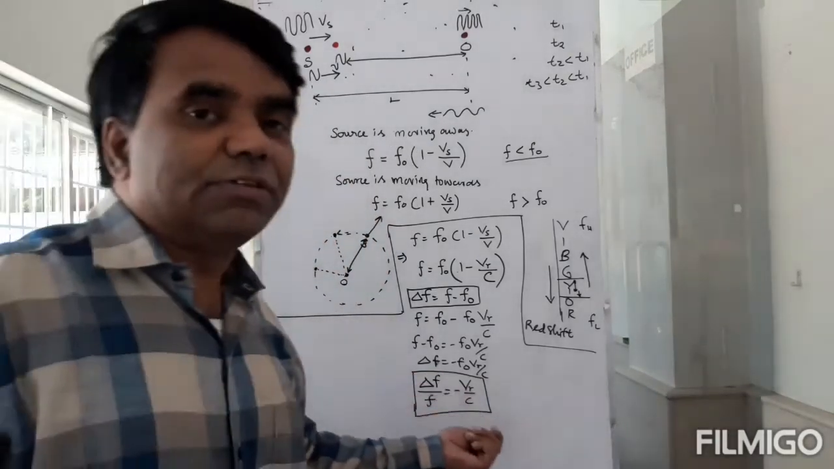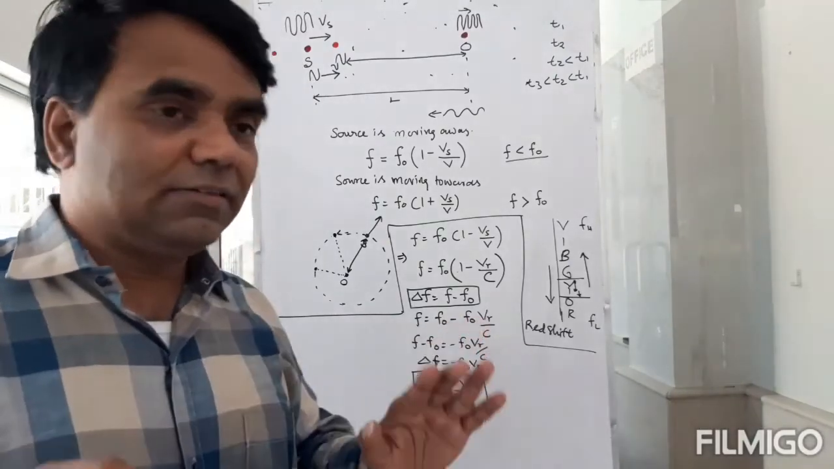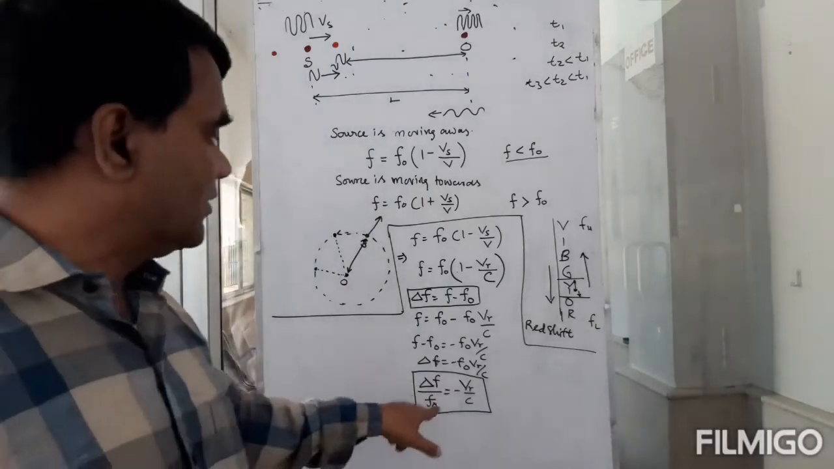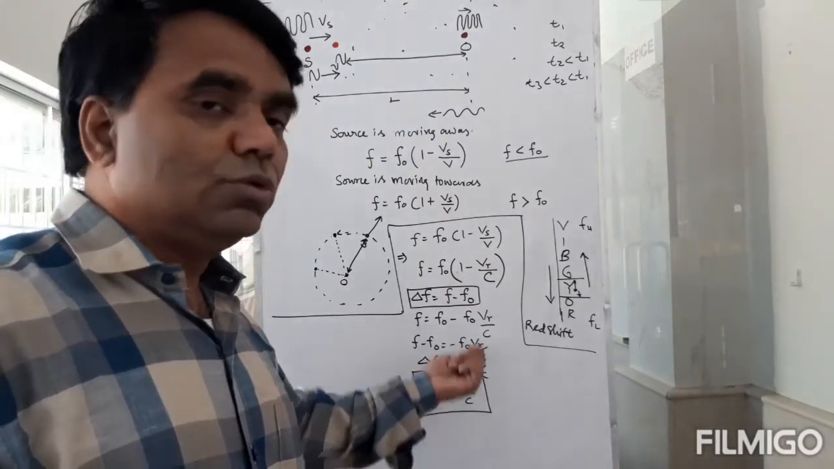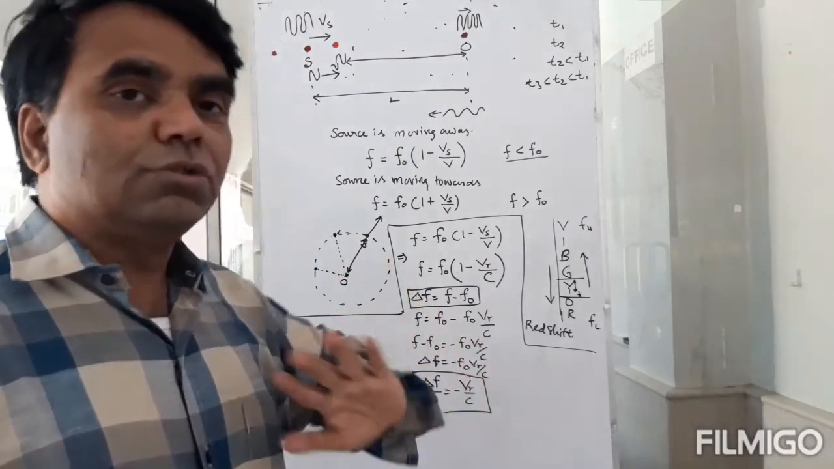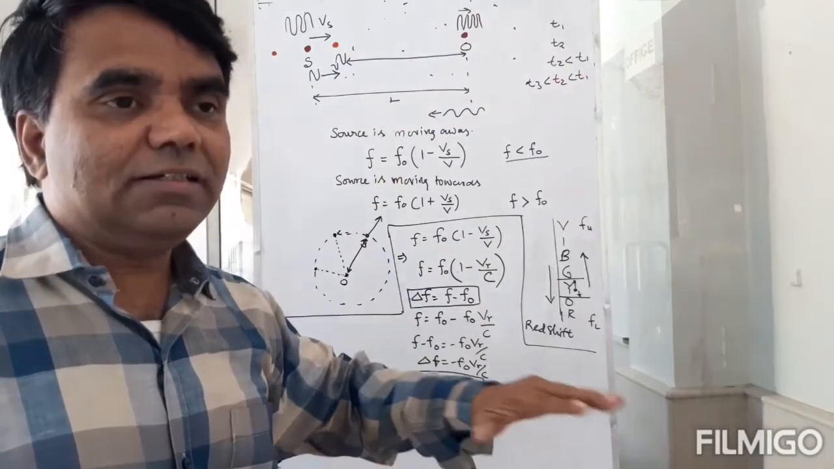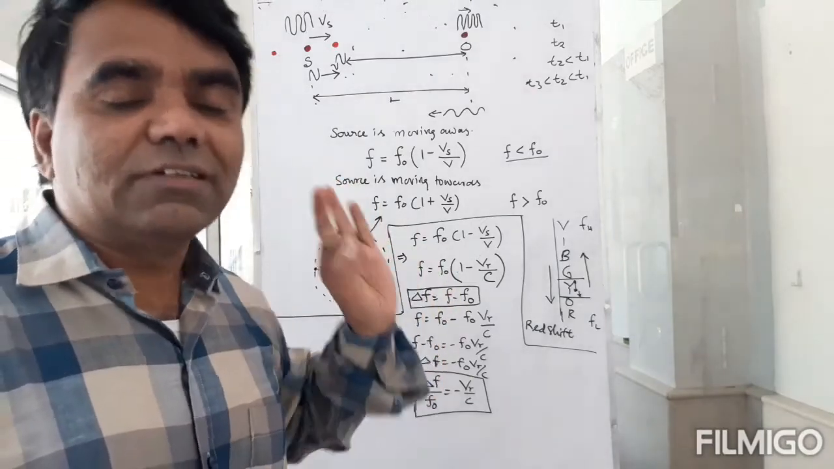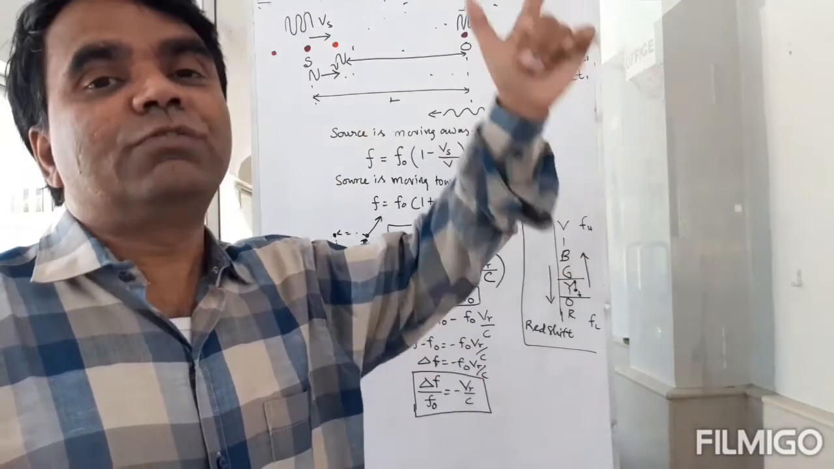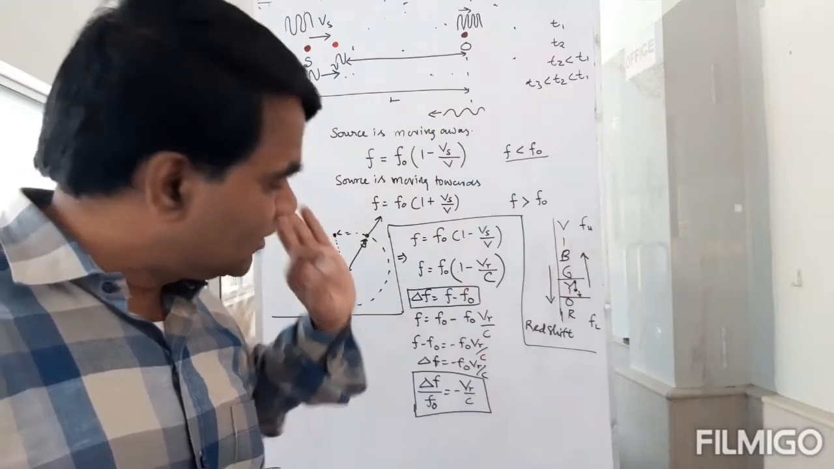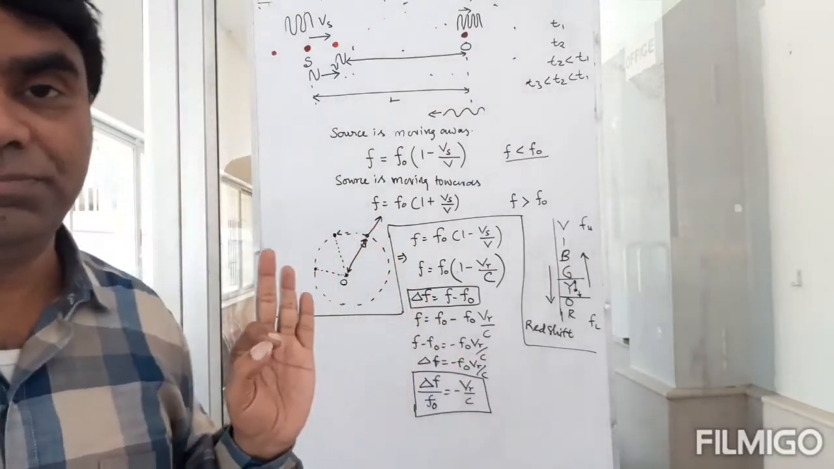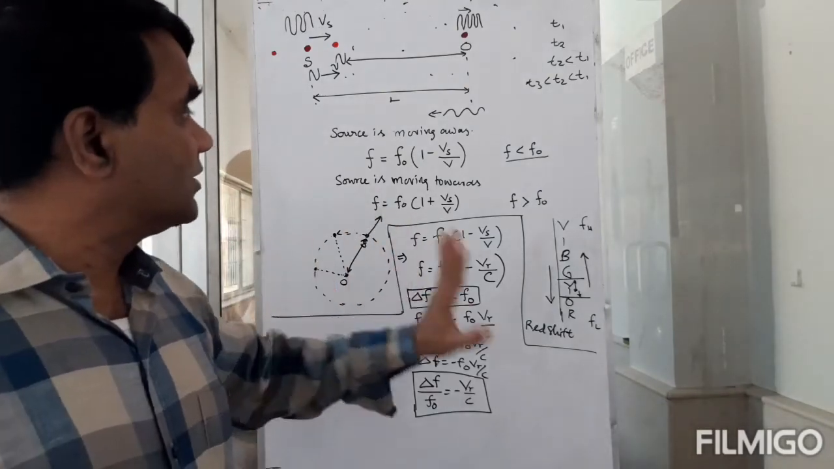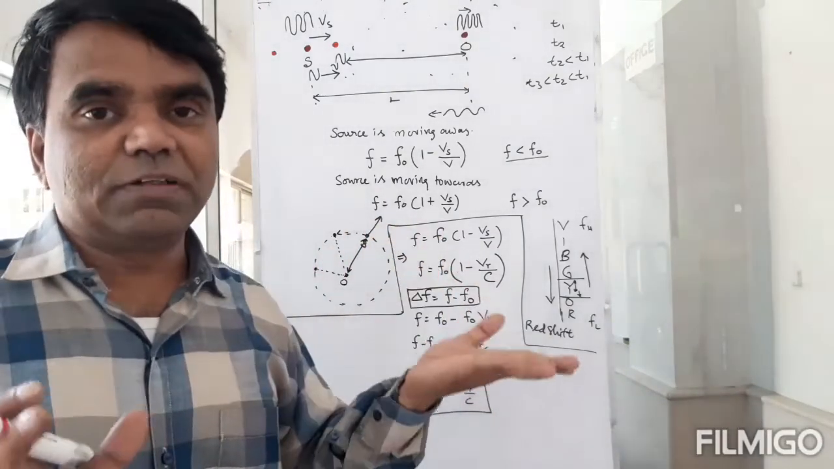So the change in frequency divided by the original frequency f naught is equal to the radial speed of the source divided by the speed of light. Okay. So this is about the Doppler effect.